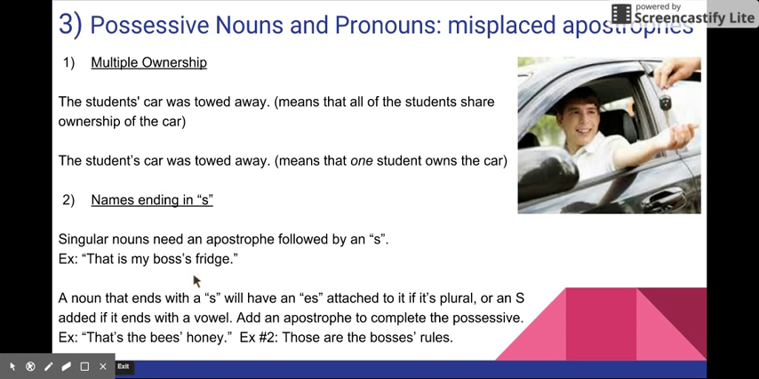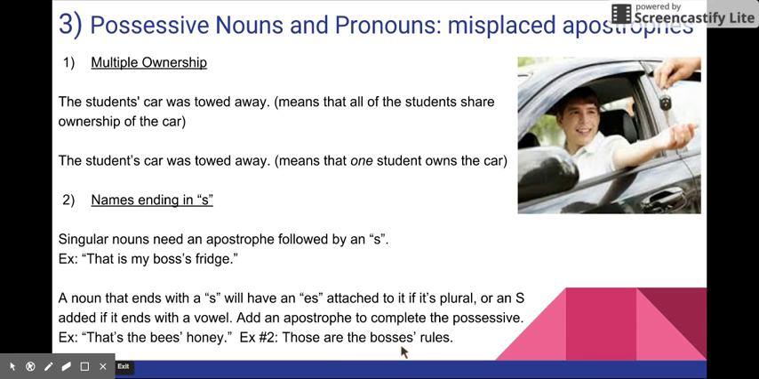However, this can change if there's a group of bosses. So in this case, I've added an ES. So those are the bosses' rules. In this case, it's different from this sentence because I've implied that there are a bunch of bosses who get together, and as a group, those are their rules. If I wanted to make it one boss's rule, I would spell it the same way here.